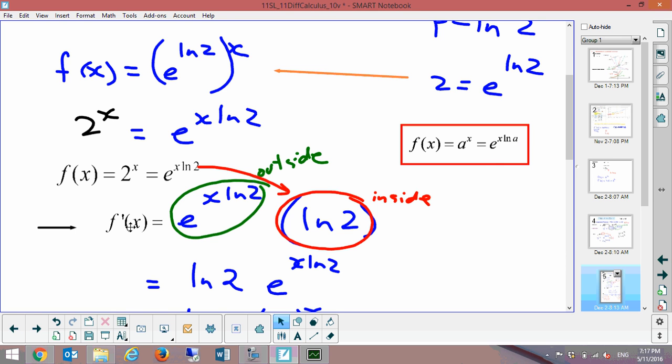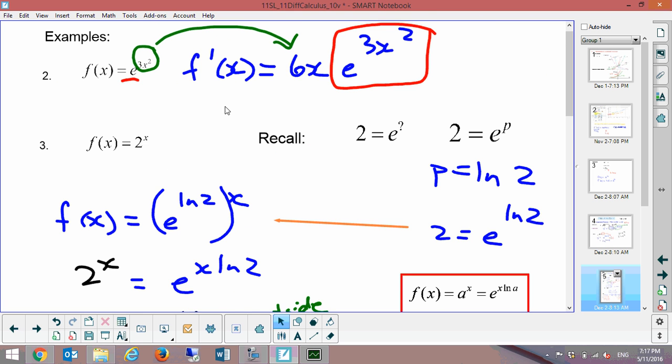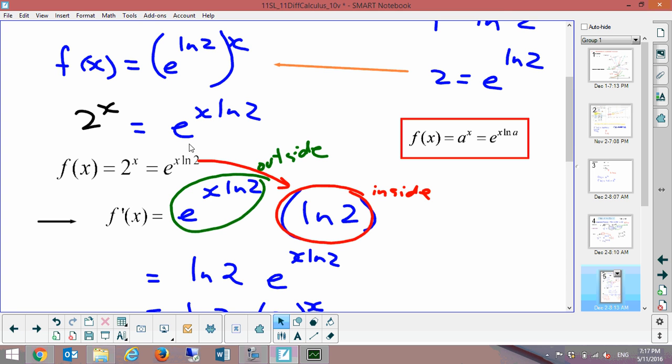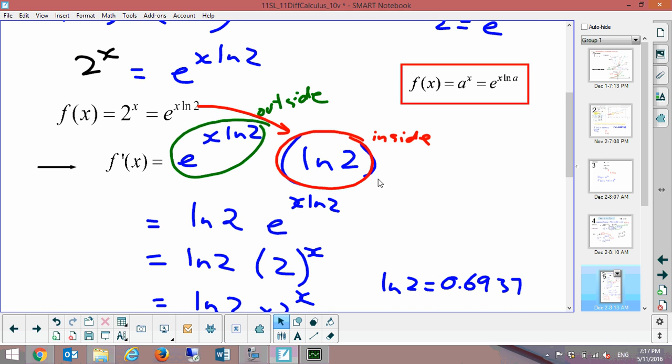Okay, so let's now start differentiating. Now we know our rules for differentiating exponential functions. If we differentiate this, we differentiate the outside, it stays exactly the same, e to the x ln of 2. Now we differentiate the inside. This is just a coefficient, just a number times x, so the derivative is ln of 2. So let's put our ln of 2 at the front: ln of 2 times e to the x ln of 2.